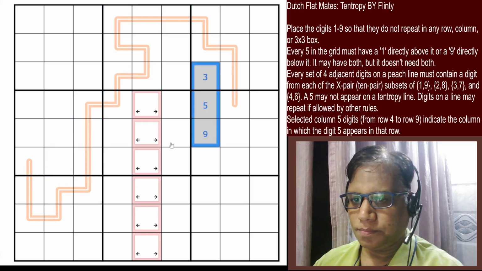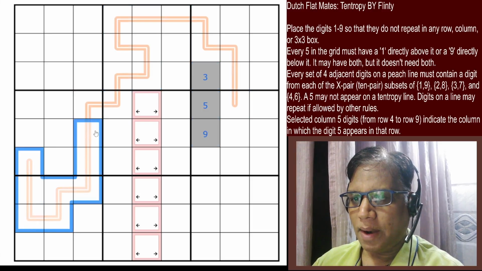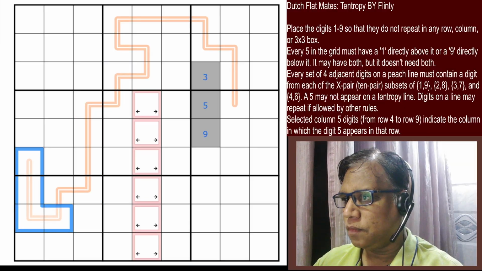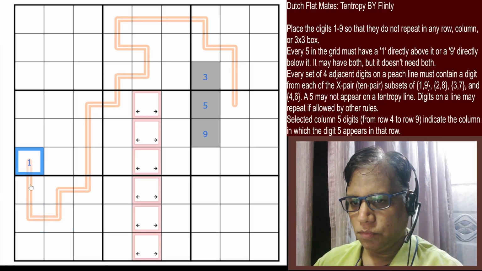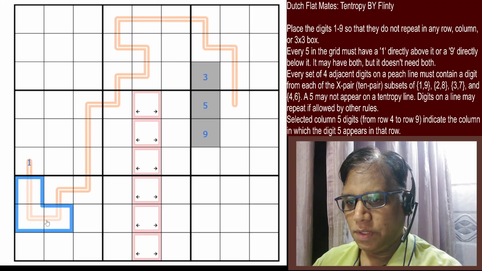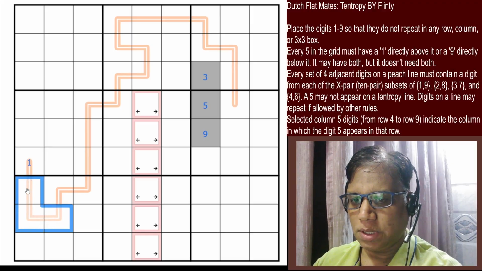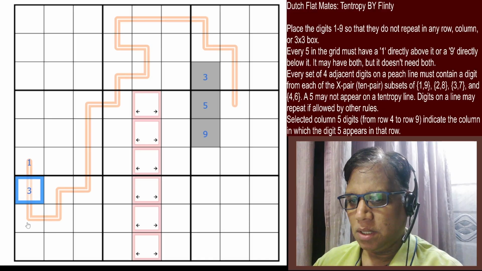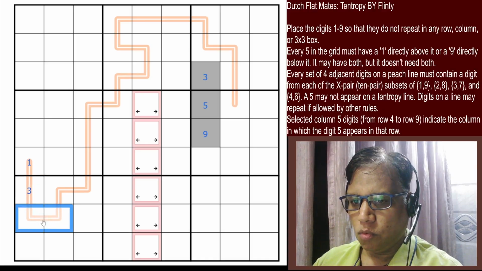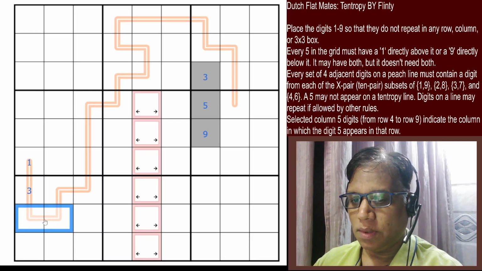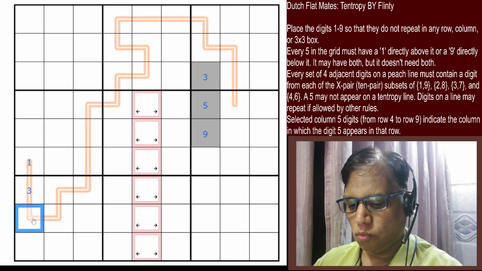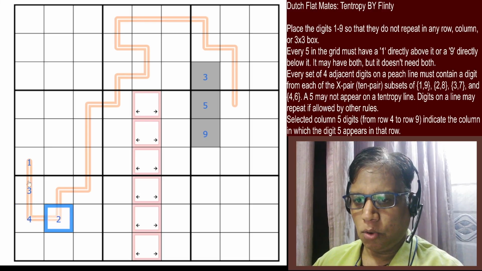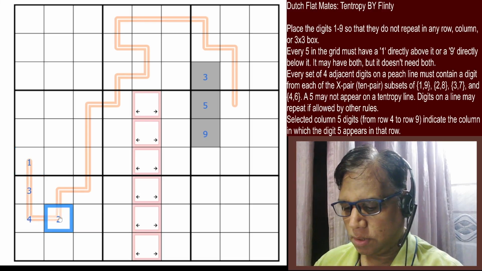Okay, so this is the Tentropy line, and what it means is that every 4 digits must be from one of these groups. So if this is 1, this cannot be 9. None of these cells could be 9 because those belong to the same set. All these must be from separate sets. So this could be, let's say, from the 3, 7 set. Then none of these now could be 9 or 7, right? Or 1, 9, 7 in that way, because those belong to these 2 groups. So this could be from 4, 6. This could be from the 2, 8 group. So something like that is possible. Okay, instead of 2, let me take 8.